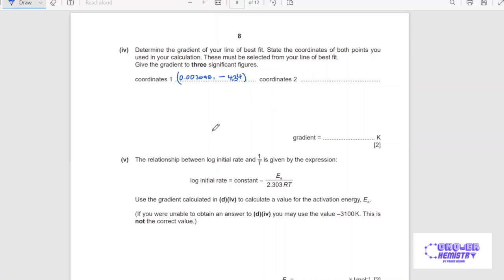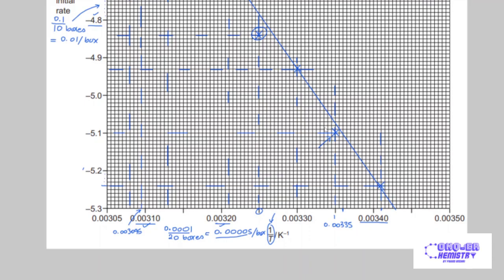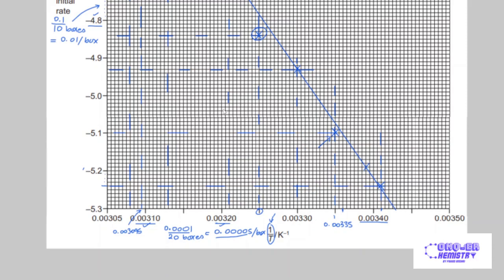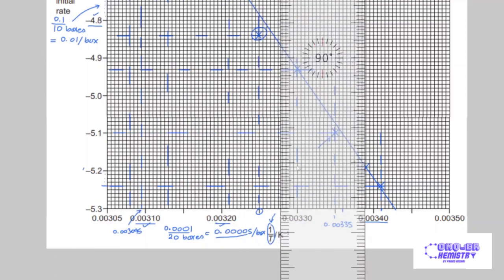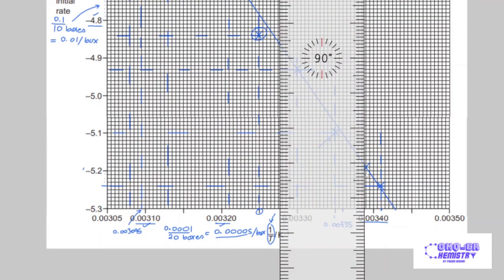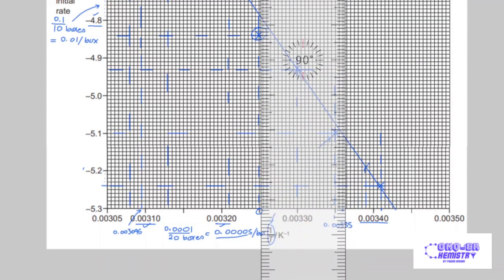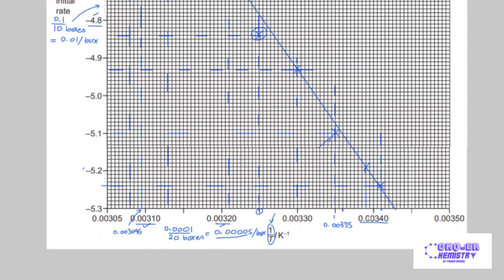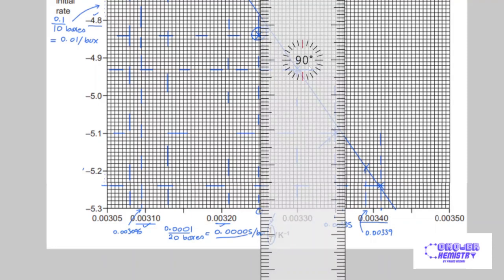Now, for the second pair of coordinates, let's just choose a point over here. Let's say towards the end of the line, we have one over here. So let's take a look at this. The x value should be easy enough to find. This turns out to be two boxes or small squares behind 0.0034. So I'm going to write this as 0.00339.